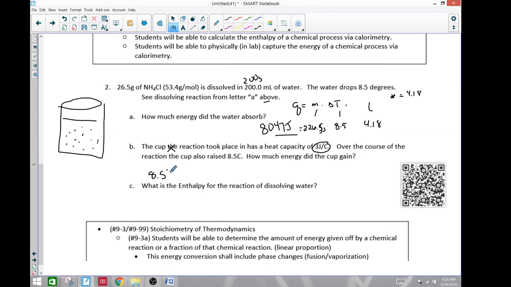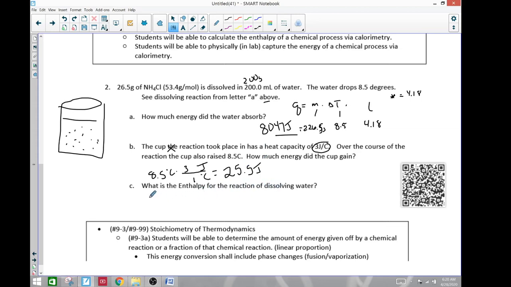But we just do this. 8.5 degrees Celsius. Get rid of degrees Celsius and go to joules. 1 degree is 3 joules. All right, so 3 times 8.5, and go ahead and calculate. 25.5 joules of energy.